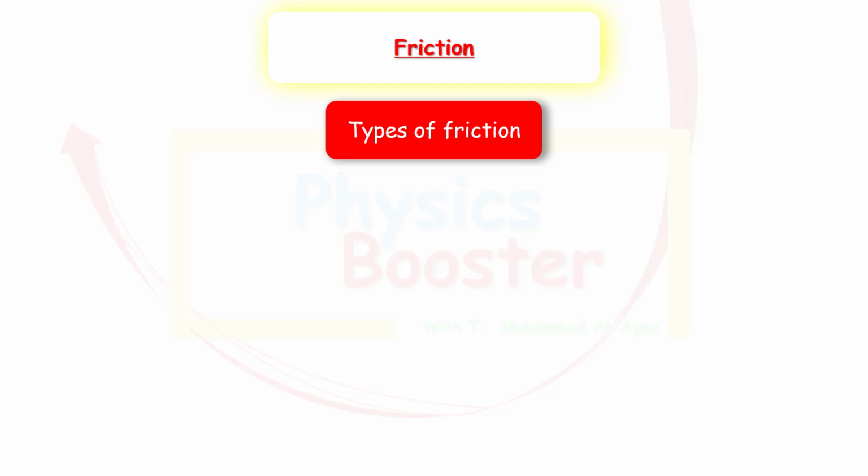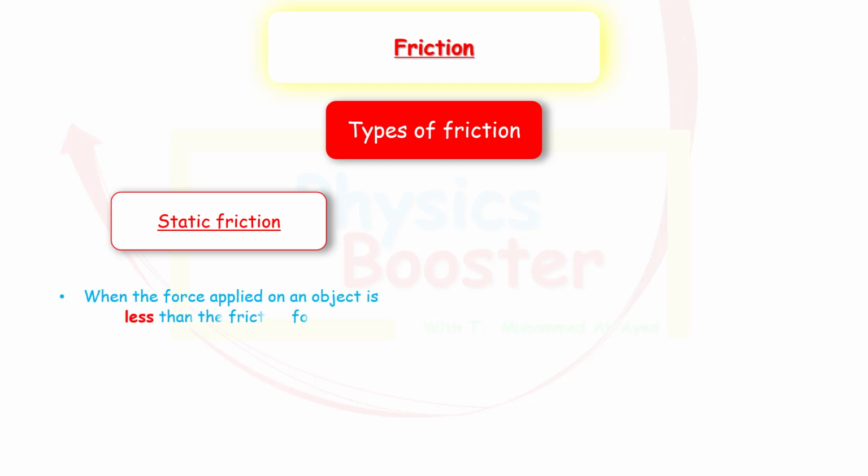What is this relation? First of all, we must introduce the two types of friction. The first type of friction is called the static friction. In other words, sometimes you try to push an object, you're applying a force, but this force is not strong enough to beat this friction. And since you're not strong enough to beat this friction, the friction force is there, but we call it static friction. So when the force applied on the object is less than the friction force, we call this static friction.